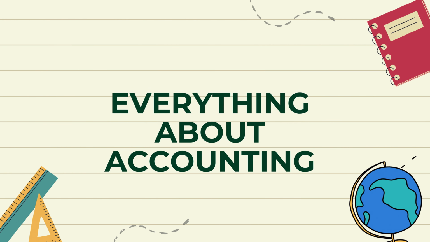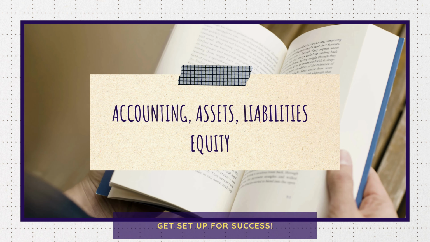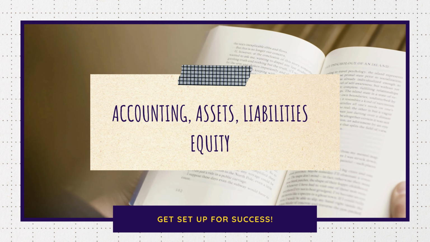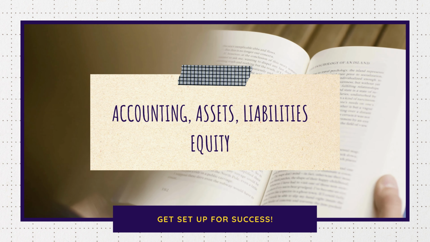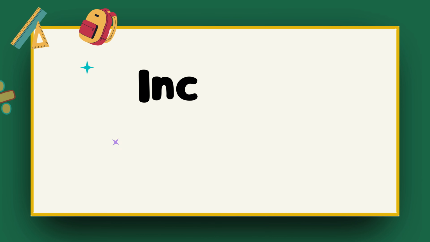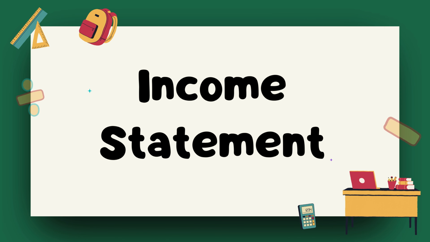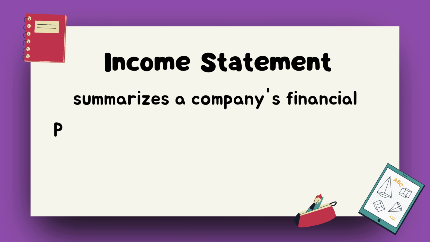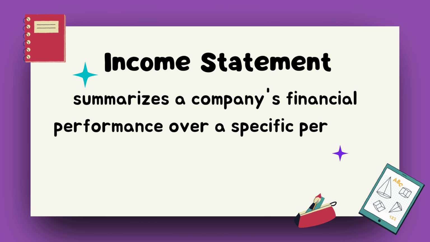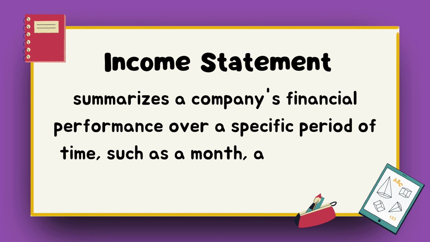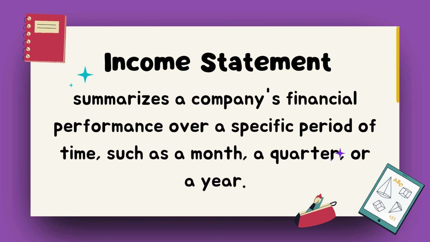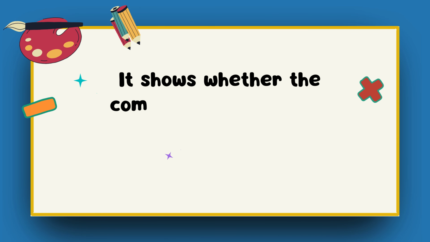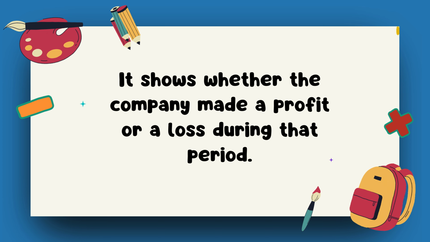We've built a strong foundation with accounting, assets, liabilities, and equity. Today, we're moving on to a crucial financial statement, the income statement, also known as the profit and loss (P&L) statement. In simple terms, the income statement summarizes a company's financial performance over a specific period of time, such as a month, a quarter, or year. It shows whether the company made a profit or a loss during that period.